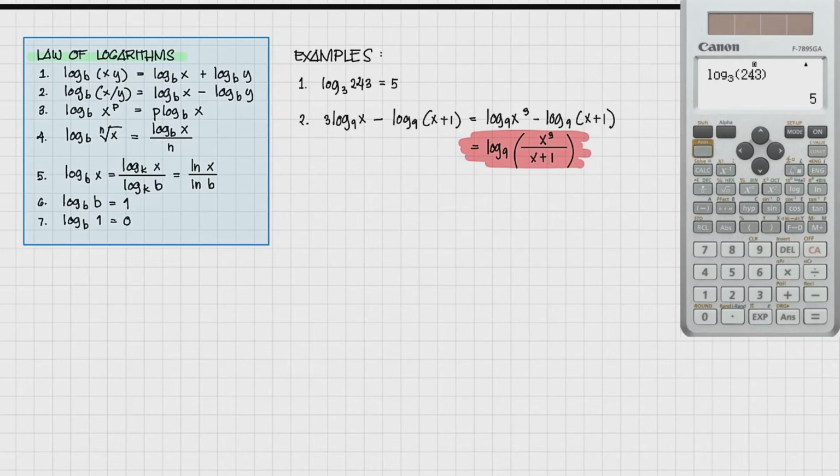Another one, let's see what else. Example number 3: you have 3 times log of x, base 2, plus 1 half log of x, base 2 again, then minus 2 log of x plus 1, base 2 again. Let's try to reduce this to a single logarithm.